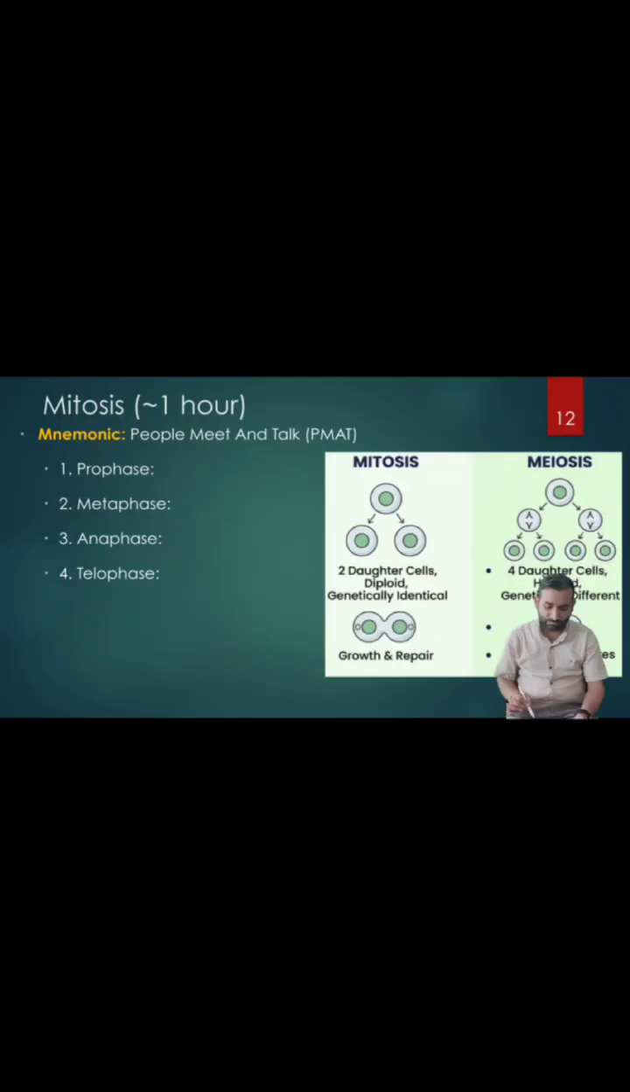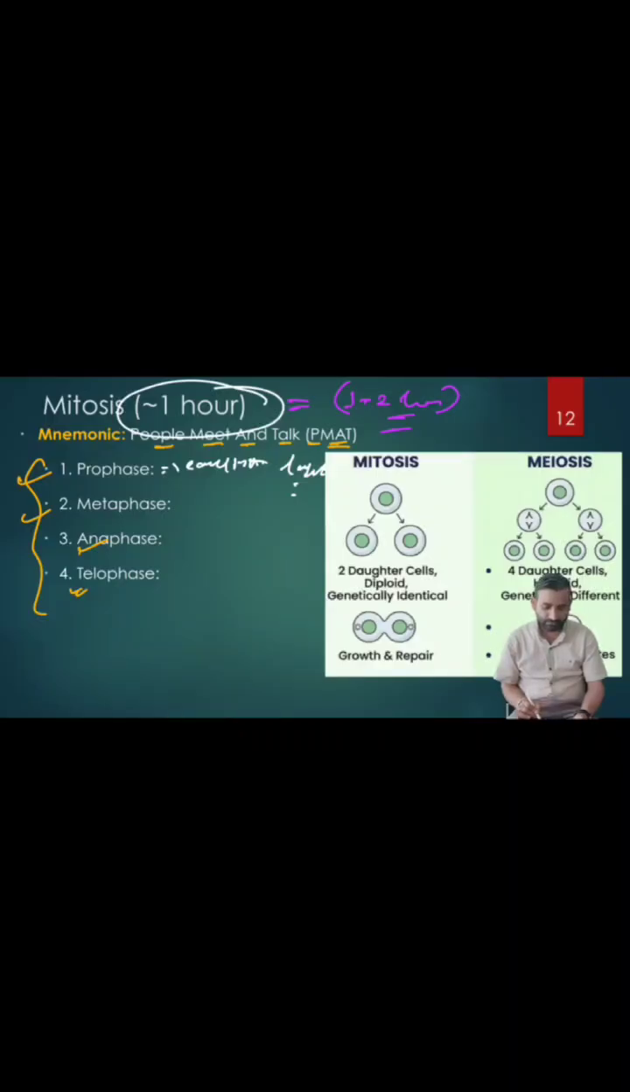This is for mitosis. It takes approximately 1 to 2 hours to complete, the M phase we discussed already. And mitosis completes in how many stages? Four stages. People meet and talk, PMAT: P for prophase, M for metaphase, A for anaphase, and T for telophase. Prophase is the earliest and longest. Anaphase is the shortest phase.